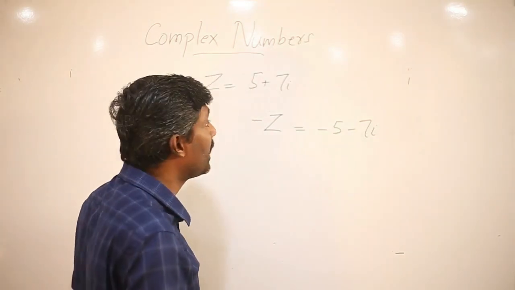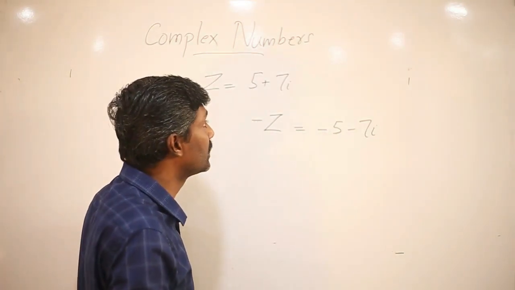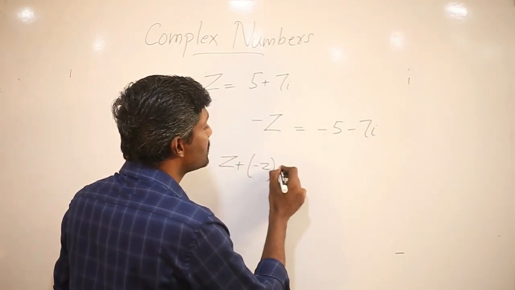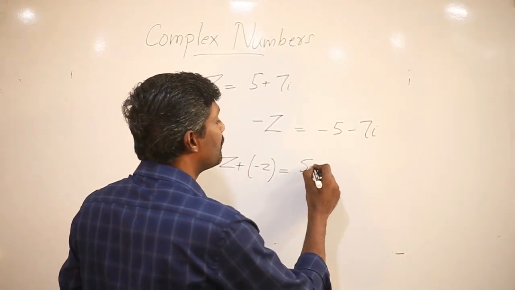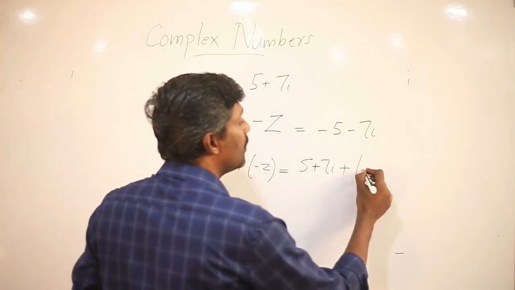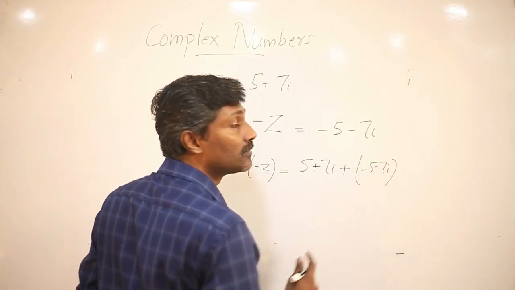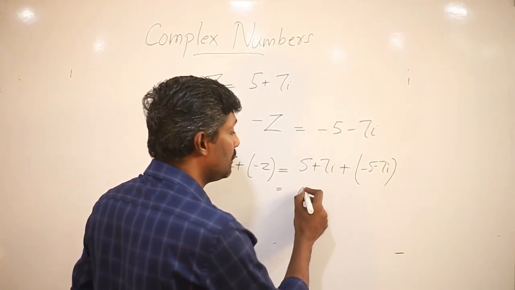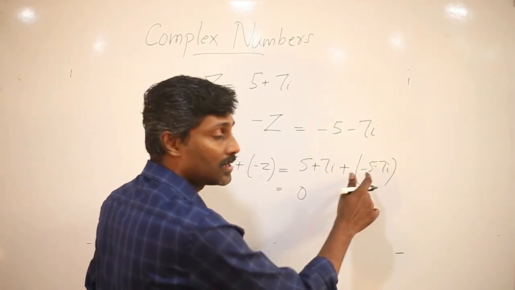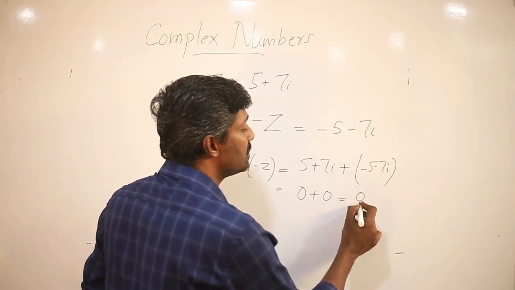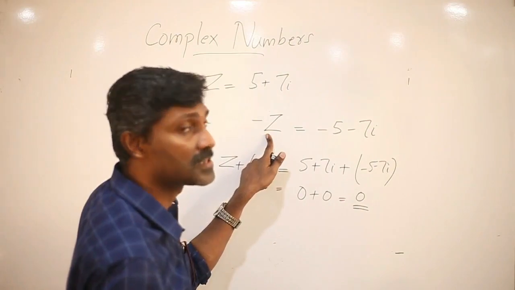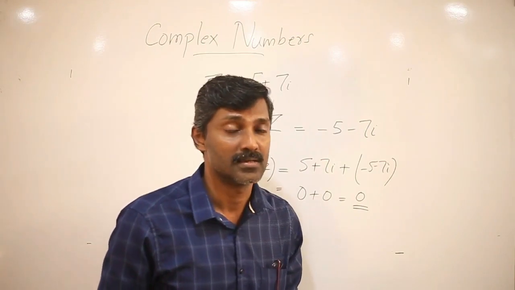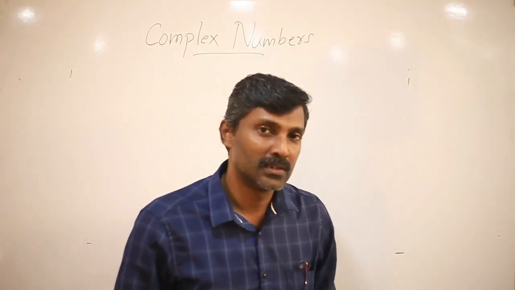And we can check whether, when we add z and minus z, we get 0 or not. So what is z plus minus z? Z plus minus z will give you 5 plus 7i plus minus 5 minus 7i. Right? Now what is 5 plus minus 5? It is 0. And what is 7i plus minus 7i? It is again 0. So this will yield 0. That means minus z, that is minus 5 minus 7i, is the additive inverse of 5 plus 7i. It is that simple. Okay, so done with the additive inverse.